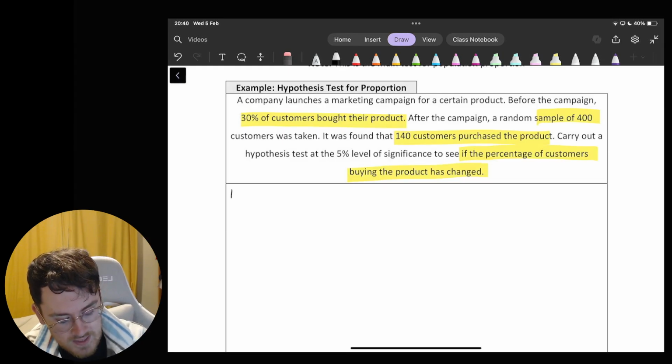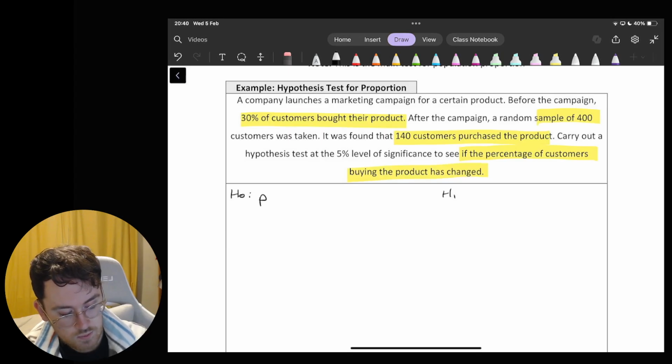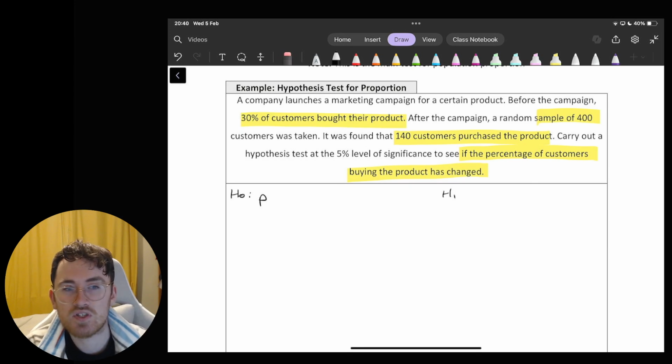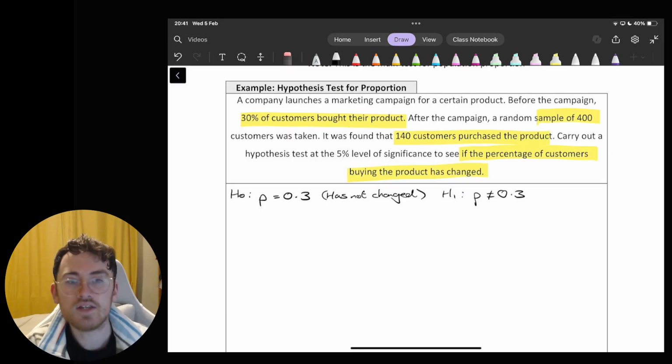Our first step always is to state the hypotheses. My null hypothesis is always that it hasn't changed. I know this question is to do with proportions because it's to do with numbers of people, not averages. There's no mention of means, so therefore it must be proportions. So my null hypothesis is that P is 0.3, that it hasn't changed and it's still 30% of customers who've bought the product. The alternative hypothesis then is that it has changed and is no longer 0.3.